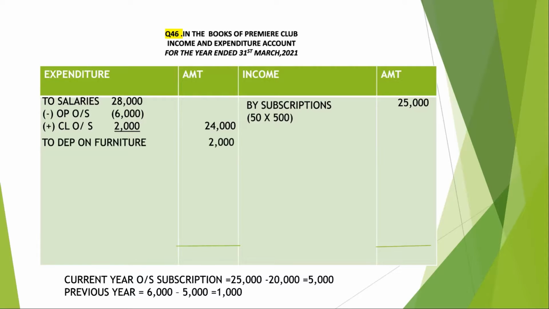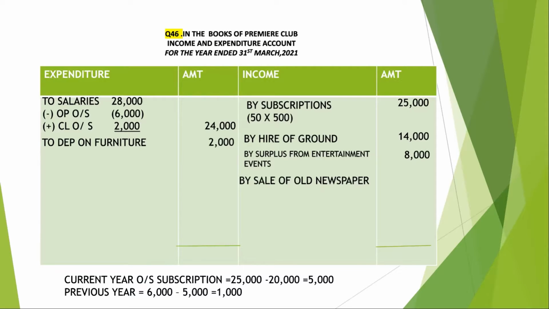Now we will start with our receipt side. We are given two balances. This is the opening balance of cash, so it will be reflected in the opening balance sheet. Subscription we have already adjusted. So our next item is hire of ground amounting to rupees 14,000. Then surplus from entertainment is given, 8,000. And sale of old newspaper is given for rupees 2,000.